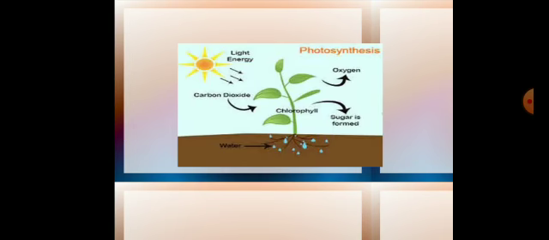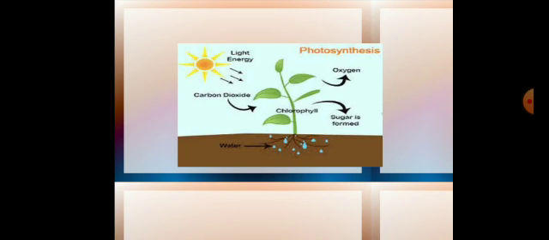Carbon dioxide they get from the air, from the surrounding atmosphere. Water they get from the soil, you can see the picture. Sunlight from the sun, and chlorophyll is already present in the green part of the plant. So by using all of these, you can see they are releasing oxygen gas as a byproduct, and they are forming glucose, sugar, and the extra sugar they store in the form of starch in the different parts of the plant.